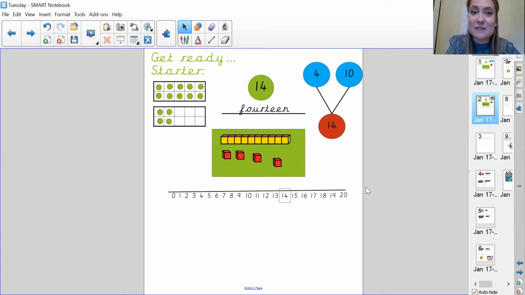Okay, so hopefully you paused the video. So here, can you see I've written my number 14 in words. I've partitioned my number 14 into tens and ones on here, and you might have thought of some other ways as well, which is fantastic. I've also drawn all of my numbers, and I've circled the number 14. Then over here on my tens frames, I have represented the number 14. So I've got 10 and 4 because I know that makes 14.